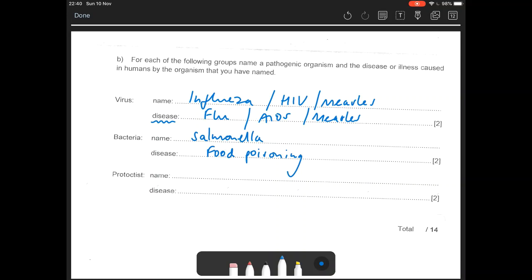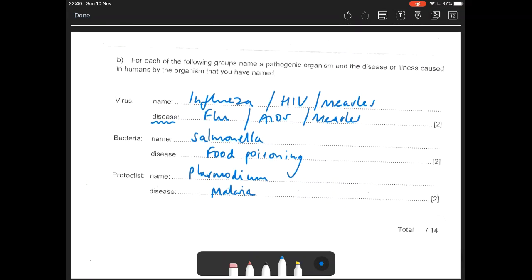Lastly, protists that cause disease, again, one you need to just learn and remember is Plasmodium. This is a single-celled, free-living organism. It's in the Protoctista family, and it causes malaria. It is transmitted by mosquitoes. It gets into your red blood cells and your liver and damages the cells there, which causes the symptoms we associate with malaria.